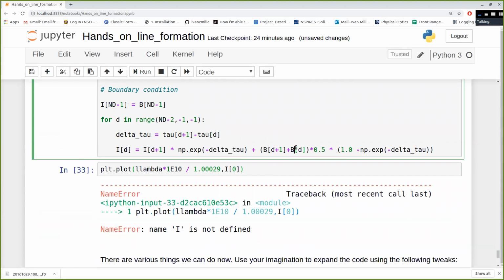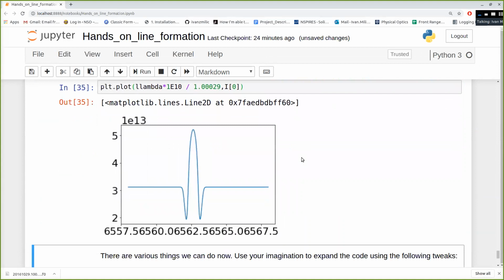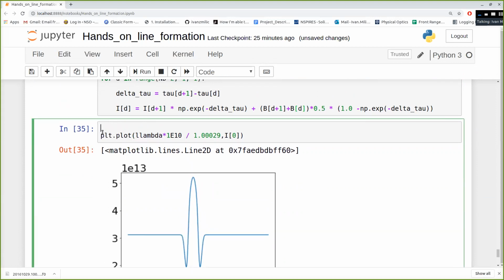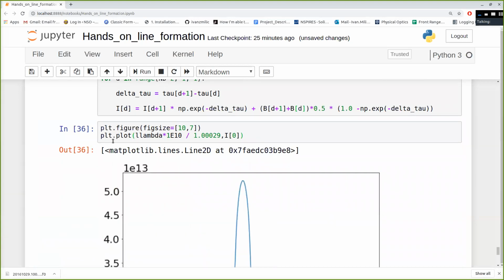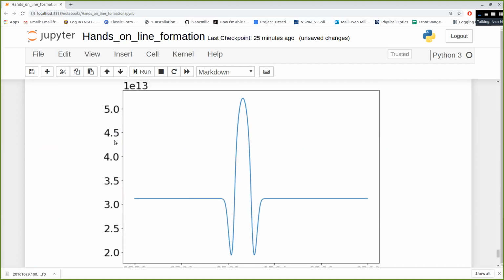Sorry, I didn't execute this. And this is what we are getting. And if you remember, so yeah, maybe I need a bigger plot. So the wavelengths are, okay. And if you remember, this is not exactly, but this looks a little bit like the H alpha calculated in LTE.